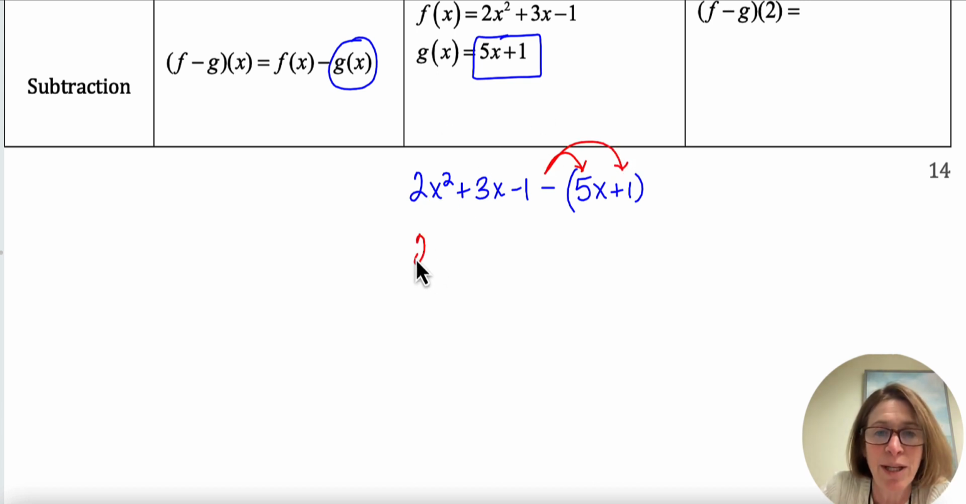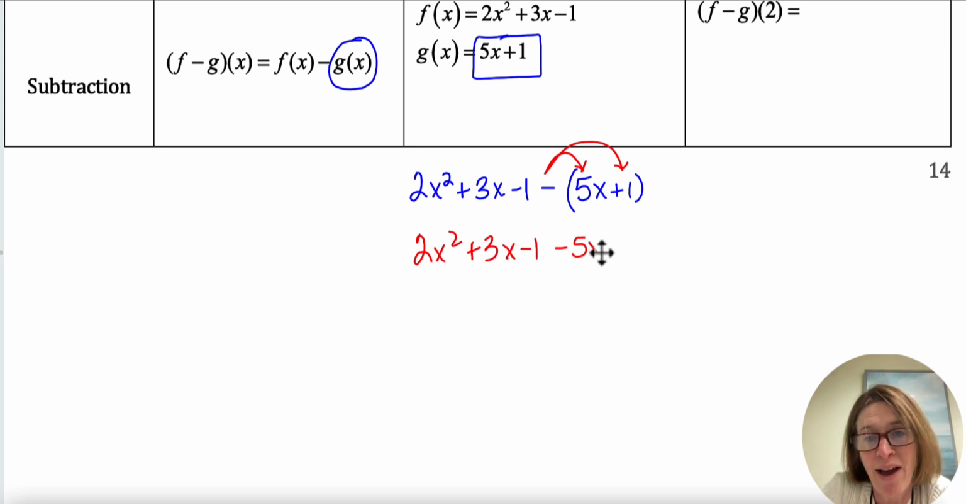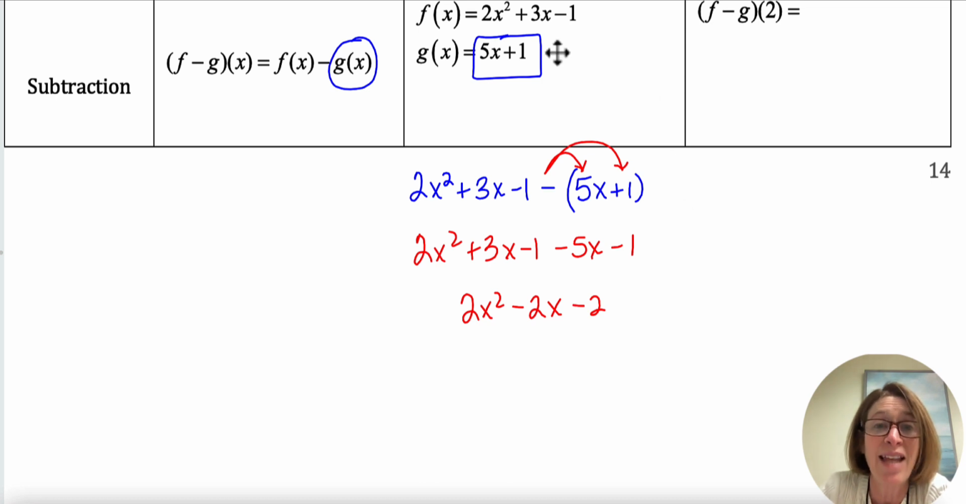So that's going to give me 2x squared plus 3x minus 1, minus (5x minus 1). And then we combine the like terms. So 2x squared minus 2x minus 2, I think. So I think that's actually a great problem to kind of see that negative. Now you can do it here as well.